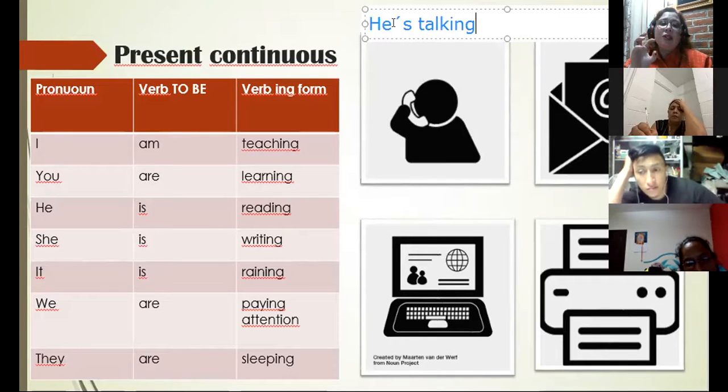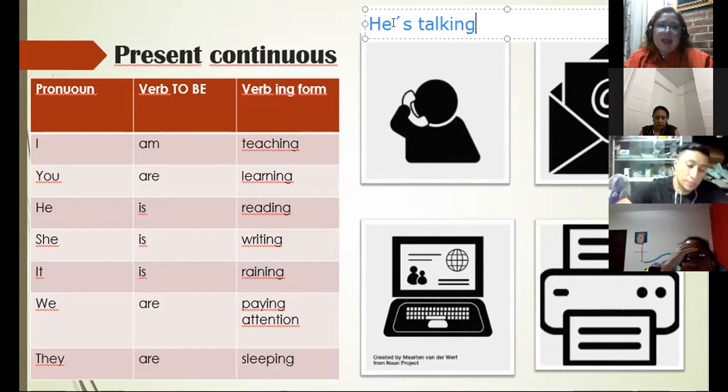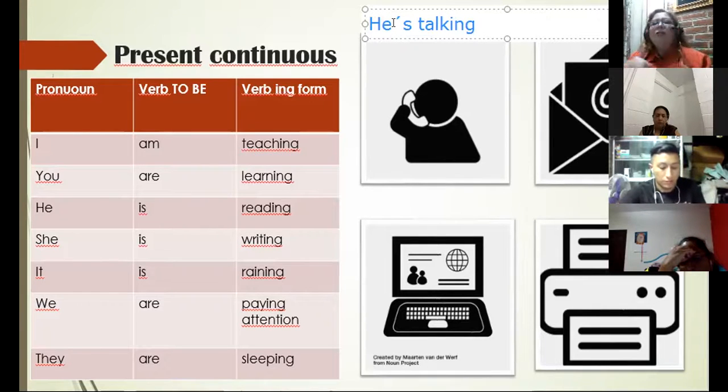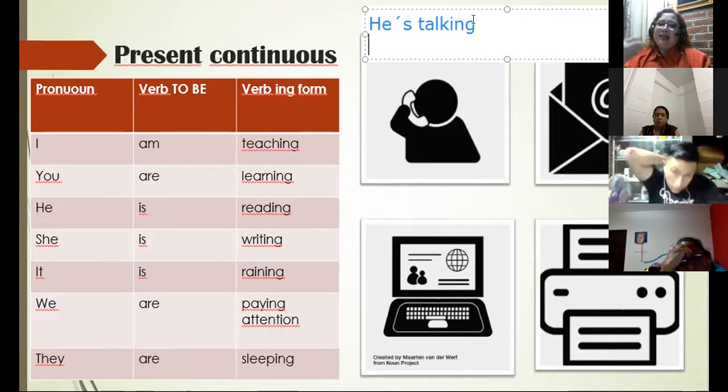Acuérdense que las contracciones son para escucharnos más fluidos cuando hablamos, ¿verdad? Para no decir, he is talking. Okay. A menos que queramos hacer un énfasis, ¿verdad? Si queremos enfatizar lo que está haciendo, entonces decimos, he is talking. Ah, es un énfasis. Pero si es una plática normal, then he's talking. Okay. He's talking.